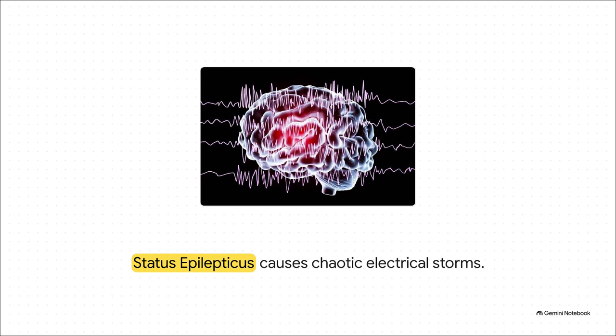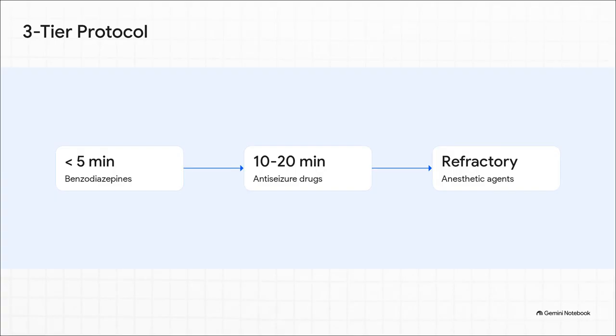Because what's actually happening during these continuous seizures is a chaotic electrical storm, literally raging inside the brain. And without immediate medical suppression to calm that storm down, this uncontrolled electrical activity can lead to permanent, devastating neurological damage. Time is brain here, guys.